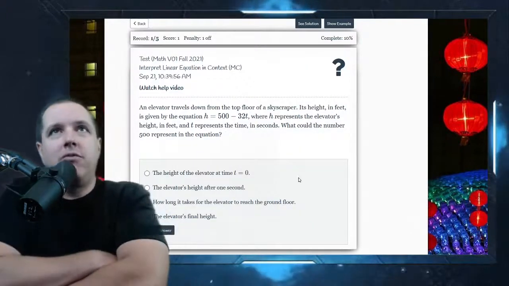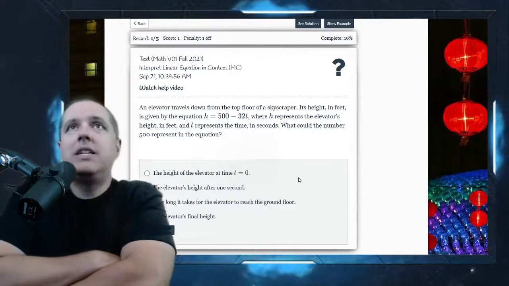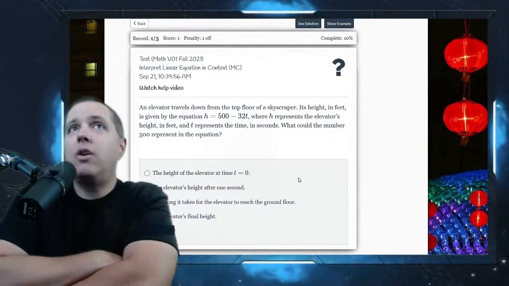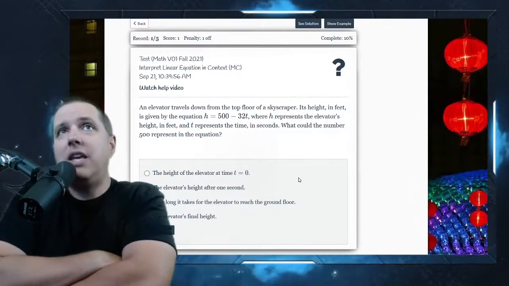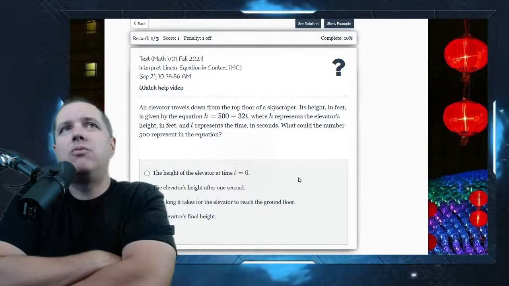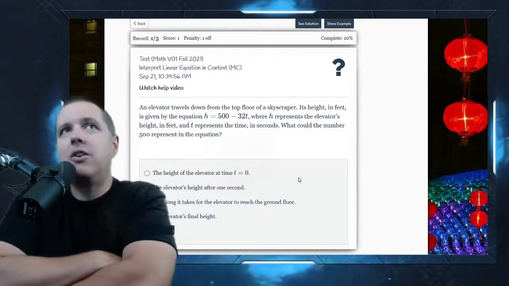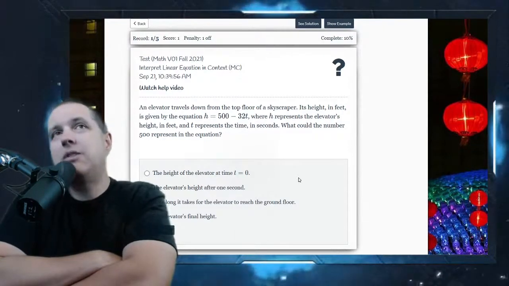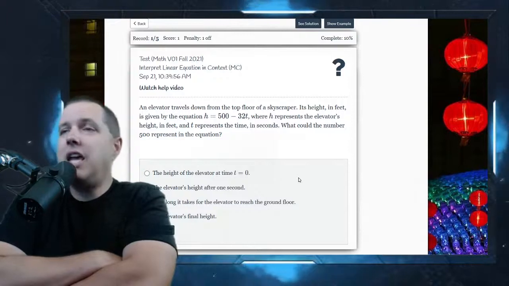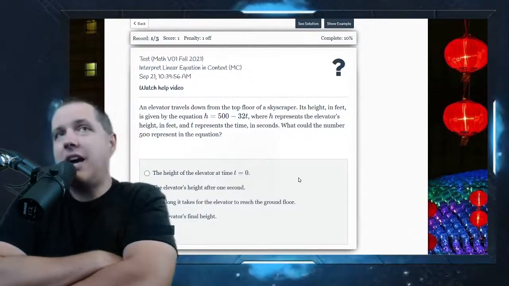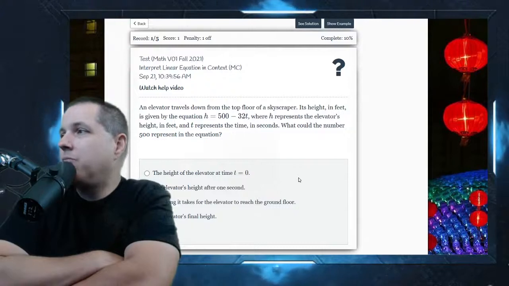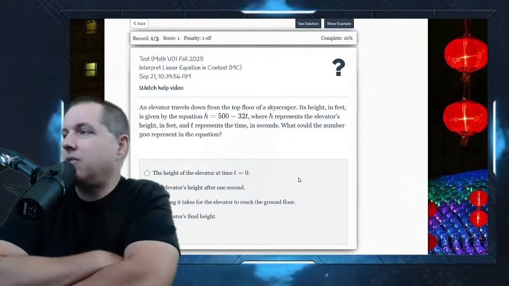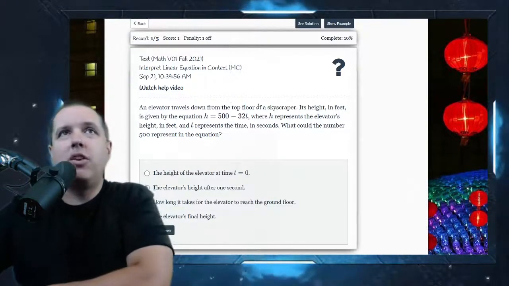Okay, an elevator travels down from the top floor of a skyscraper. Its height in feet is given by the equation h equals 500 minus 32t, where h represents the elevator's height in feet. They kind of said that twice, which is a poorly written sentence there. Anyways, h represents the height in feet. Remember we talked before about picking smart variables. In this case, they choose h and t for height and time, and you're probably not going to mix them up. You're probably not going to go, I think that height is time and that t is height. That doesn't make any sense, right? So it's really helpful to pick smart variables like they did here.